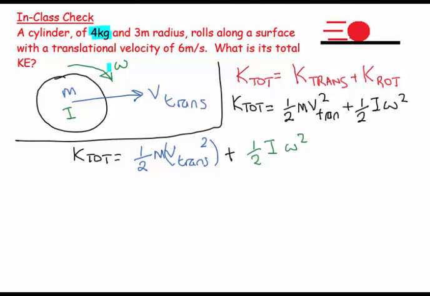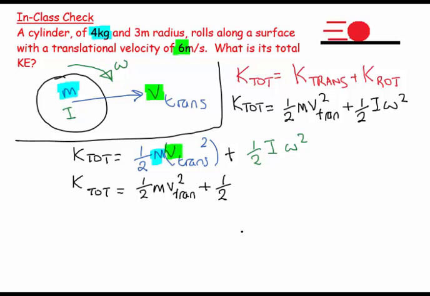Clearly, I know what my mass is, and I know what my velocity is, but on this side I don't have a value for I, and I've got to work this stuff out. Okay, no big deal. K total is equal to 1/2 m v translational squared plus 1/2.